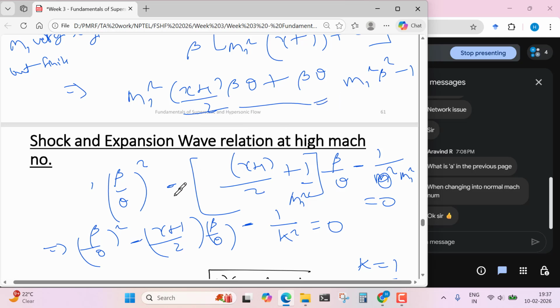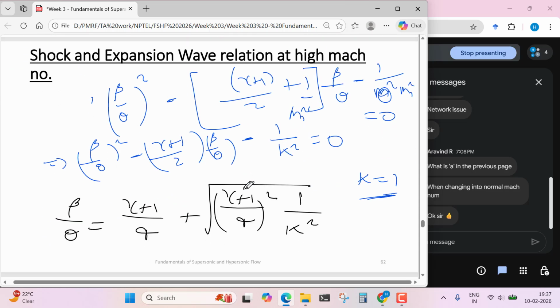So we'll get the equation (beta upon theta) whole square minus (gamma plus 1 by 2) plus 1 upon m1 square, times beta upon theta, minus 1 upon m1 square theta square. This m1 square theta square is written as k square, where m theta is k, the similarity parameter. Now this is a quadratic equation in beta by theta, so we can find the value of beta upon theta equal to gamma plus 1 upon 4.